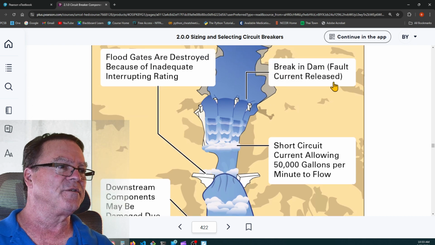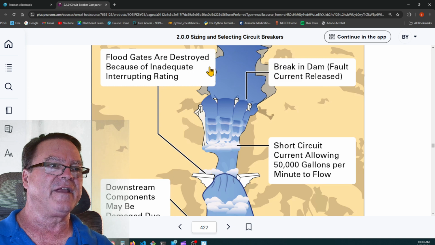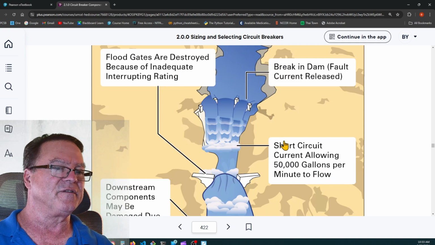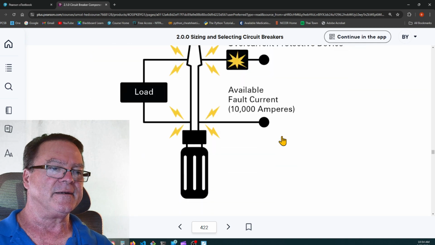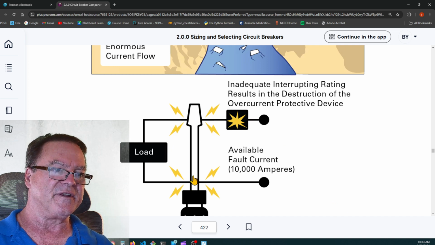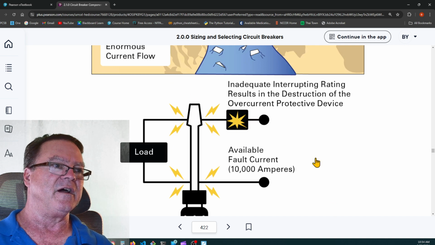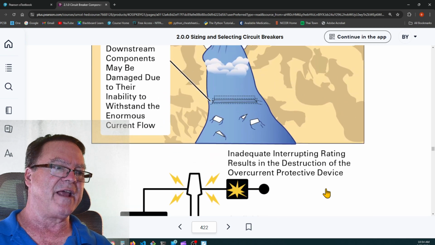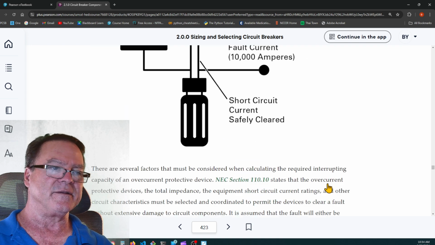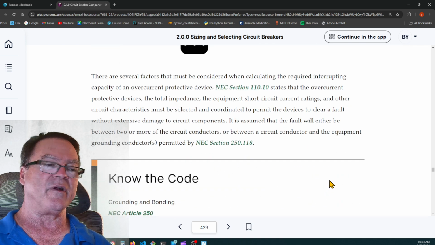Breaking the dam is a fault current release. Floodgates are destroyed because of inadequate interrupting rating. Short circuit current allows 50,000 gallons per minute to flow. All right, there's your screwdriver. That's the breaking of the dam. The dam broke, and the overcurrent protection device was not adequate. All right, I can't get into it. It's just me. I just can't wrap my brain around it.